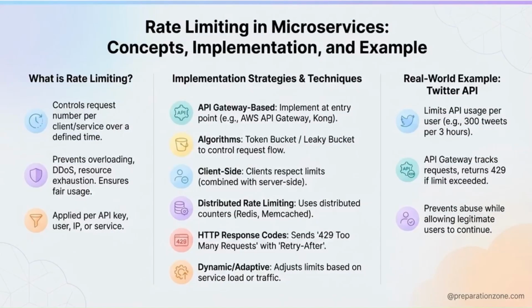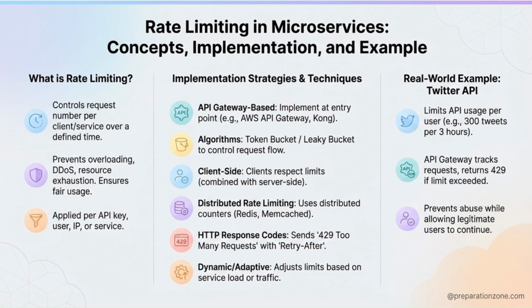In this slide, we will discuss rate limiting. It is basically the traffic control system of microservices. It decides how many requests a client can send in a specific time window, so the system doesn't get overloaded. Why do we use it? It protects the service from spikes, abuse, DDoS attacks, or accidental overload, and it makes sure every client gets fair access instead of one user blocking everything.